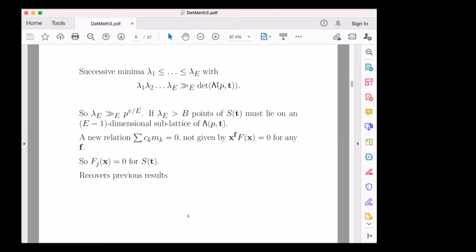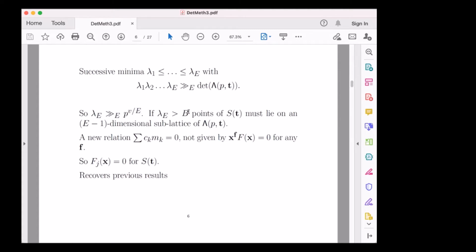Now this lattice lambda pt will have various successive minima. I hope you are familiar with this idea of successive minima. The product of these will be at least of order the determinant of lambda pt, and so the largest of them, lambda e, will be at least of order p to the v over e. This number here is divisible by p to the v. It's at least p to the v in size. So we found that the largest successive minimum must be pretty big.